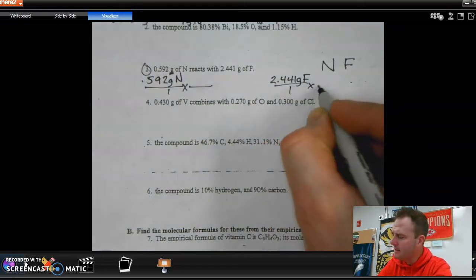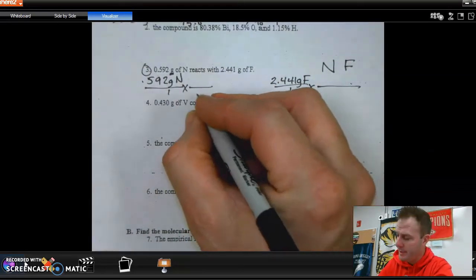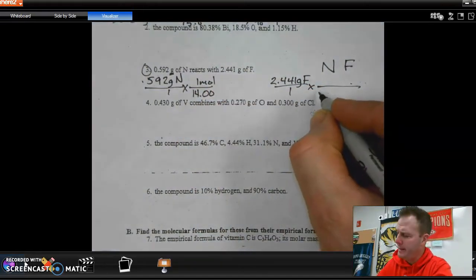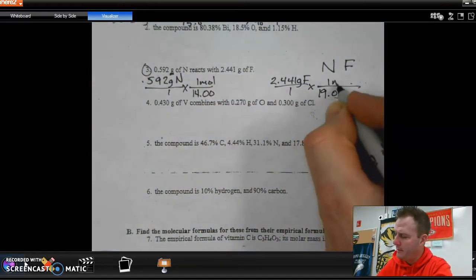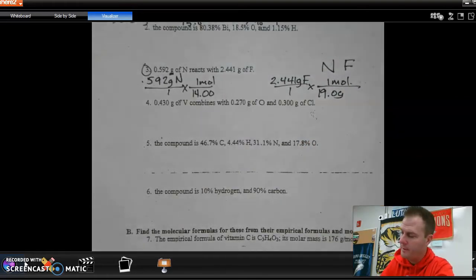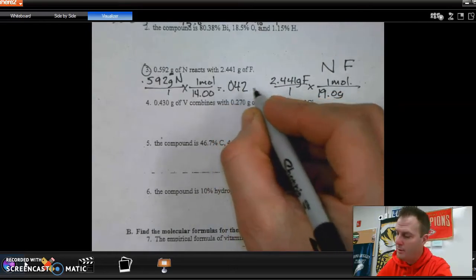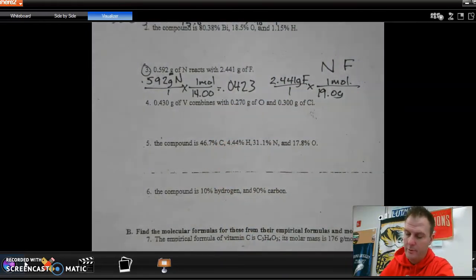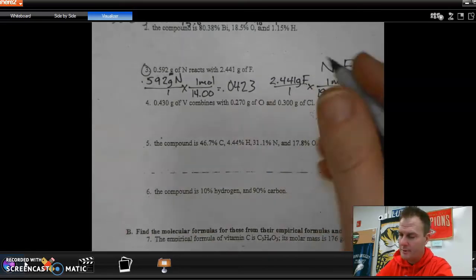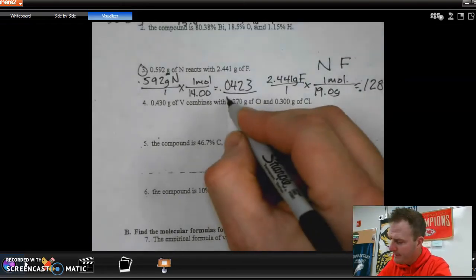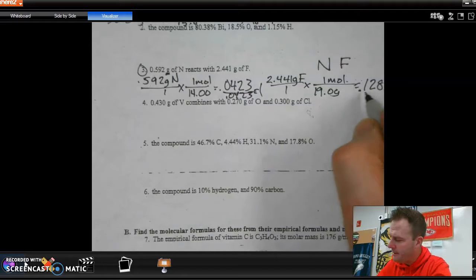Guys, this is easy. Nitrogen is 14 grams, 1 mole. Fluorine is 19 grams, a mole. Divide them out. 0.592 divided by 14 is 0.0423. 2.441 divided by 19, getting a little scrunched here, equals 0.1285. So, divide by the smallest. That equals 1 and 3.04.